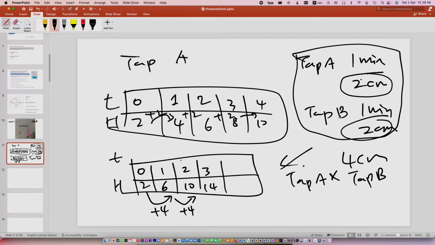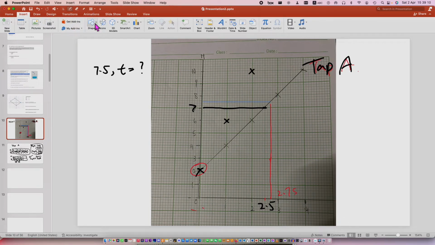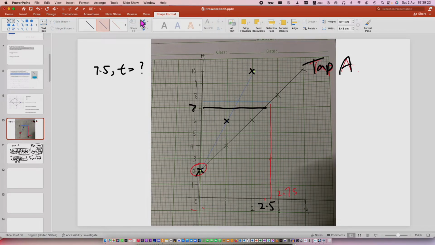Done? Yeah, so if you add this to it, basically you get 0, 2. The next one is 1, 6, right? And now it's 2, 10, right? And after that you just link it up. So what do you see if you link it up?